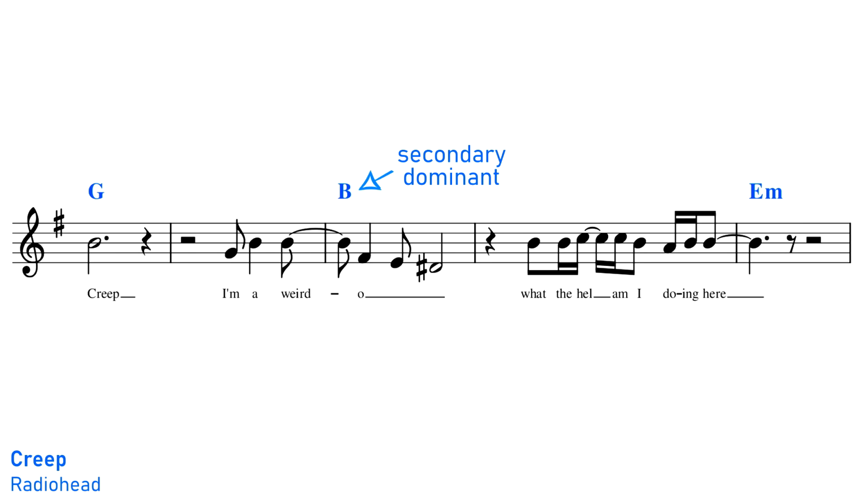Now, typically, this secondary dominant, the B chord in the key of G major, would resolve to E minor, the 6th chord of the key, like this.